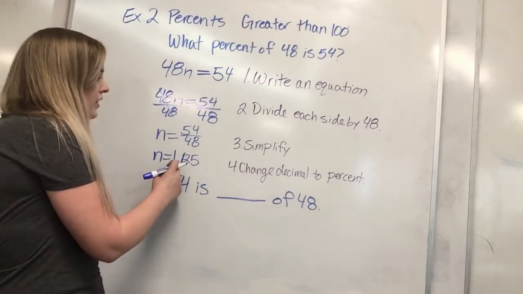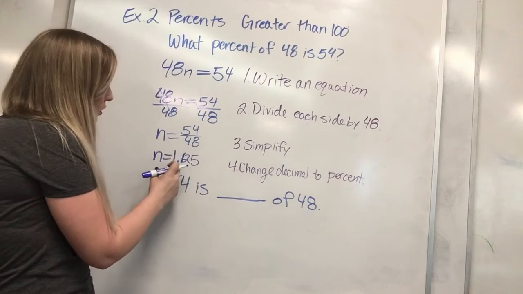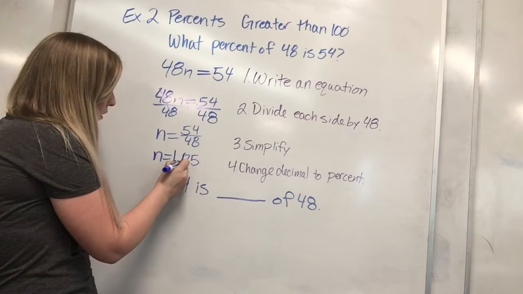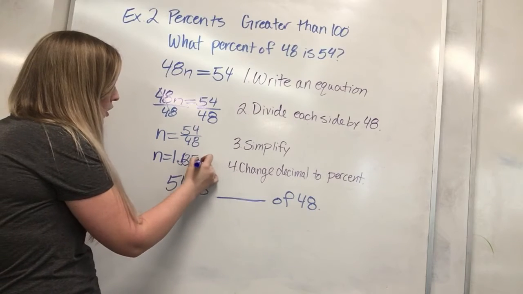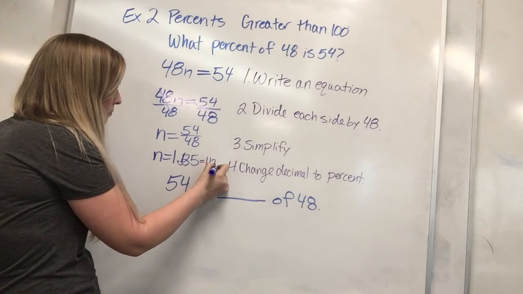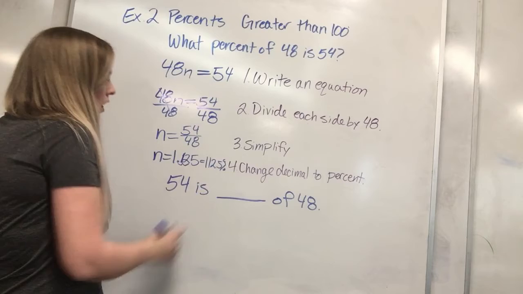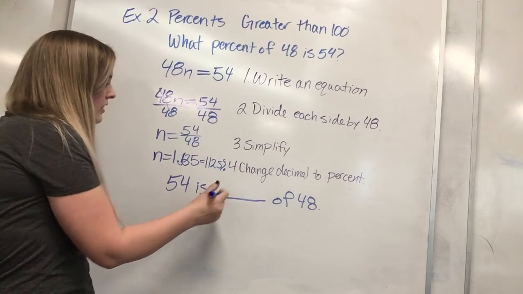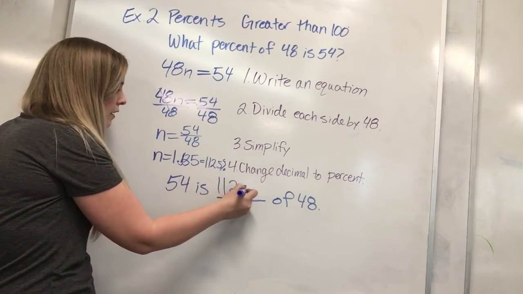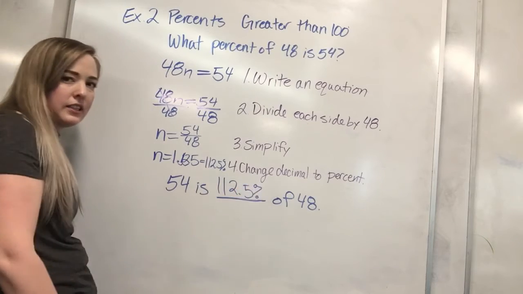Now, we need the percent, so we need to change the decimal to a percent. We're going to do like we've always done. We multiply by 100, so we move the decimal to the right twice. So you should get 112.5%. So 54 is 112.5%.